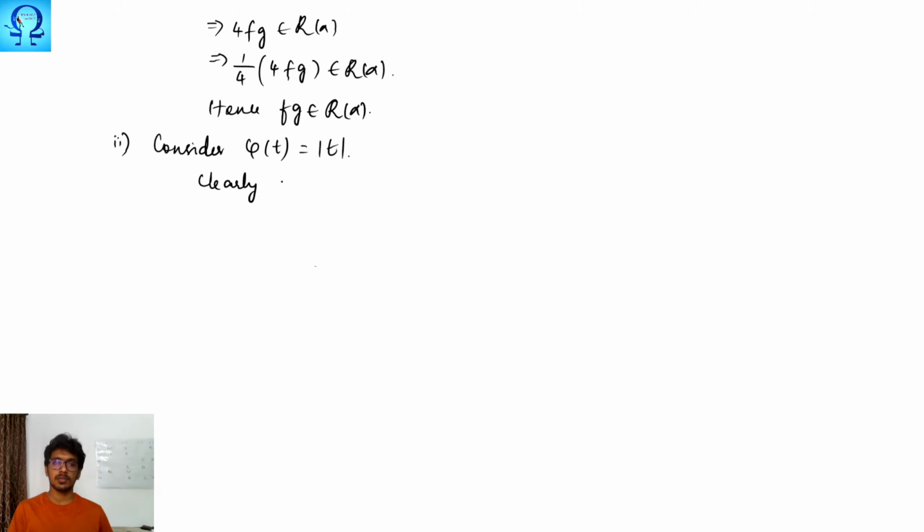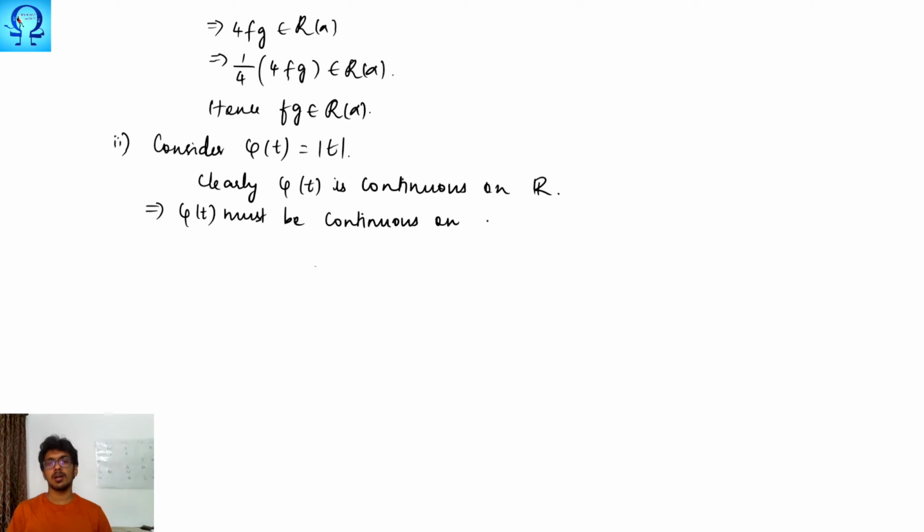Clearly, your phi of t is continuous on entire R. Therefore, phi of t must be continuous on every subinterval of R, right? Now again just make use of the composition of those two functions.